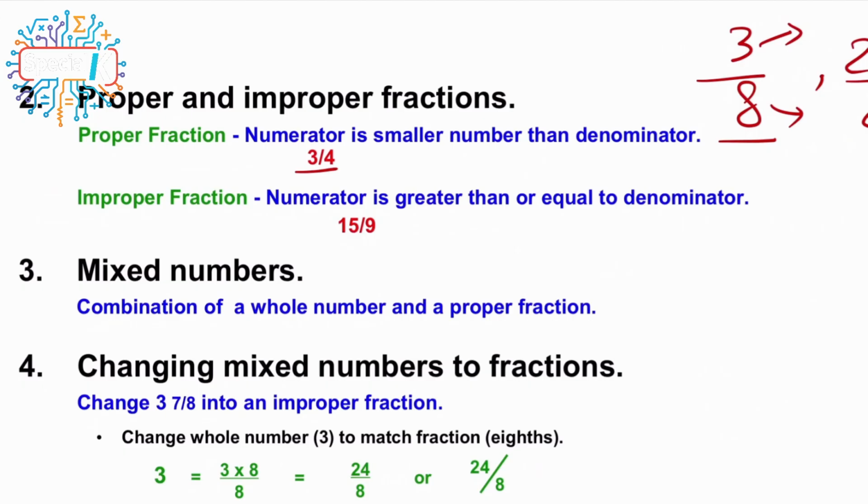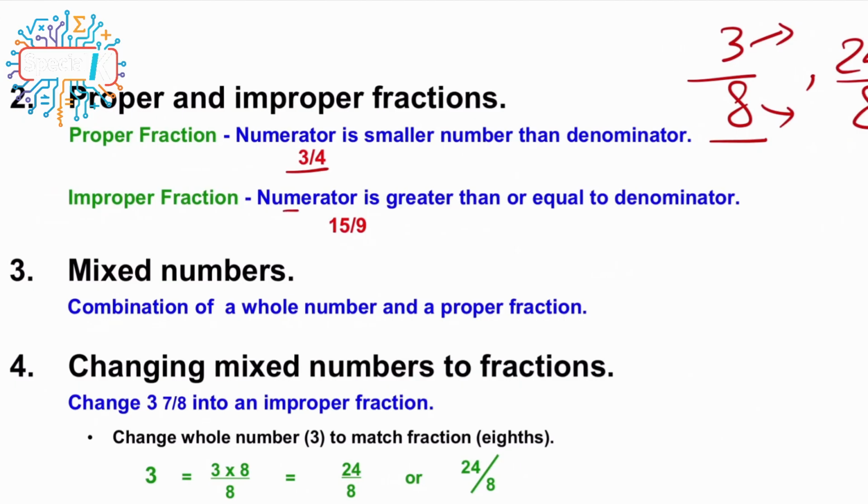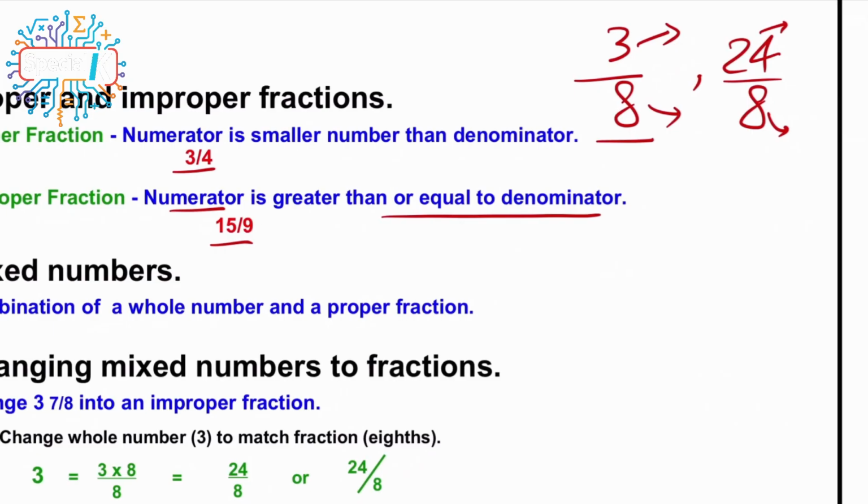Another terminology that we do have is the improper fraction. The numerator is greater than or equal to the denominator, something like 15 over 9 or 24 over 8. What does that mean? It means that at this point, my fraction is not just a normal fraction.